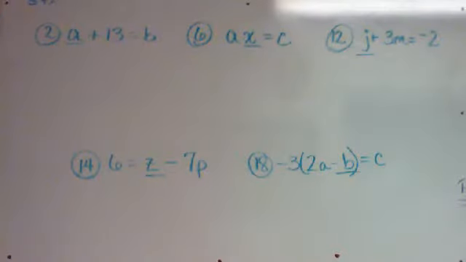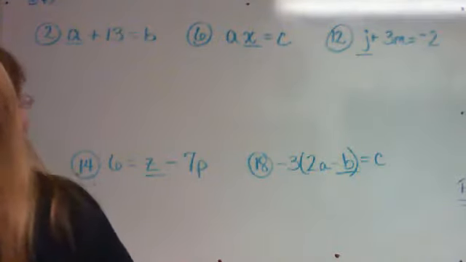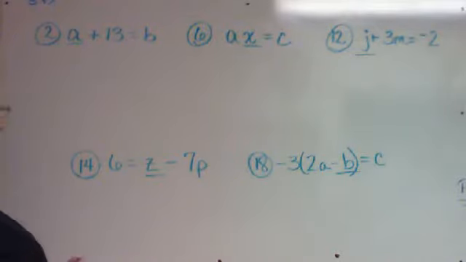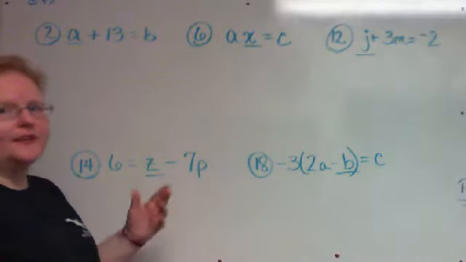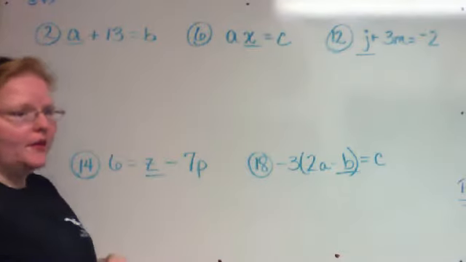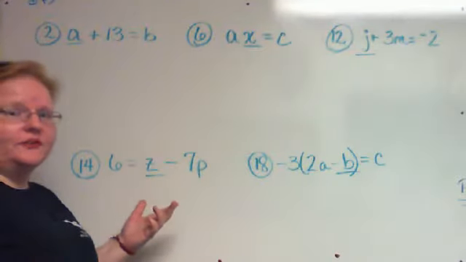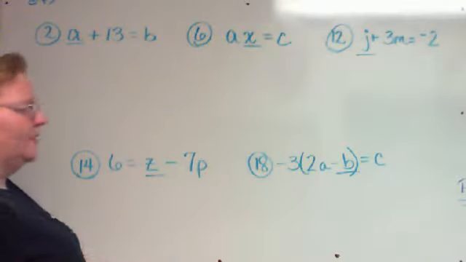I think this section is one of the easiest sections in your book. And I think that because it's pretty simple and you can look at it and tell what to do. These are called literal equations because they have more than one letter in them. And we have to solve for the specific letter that they have underlined in the equation.